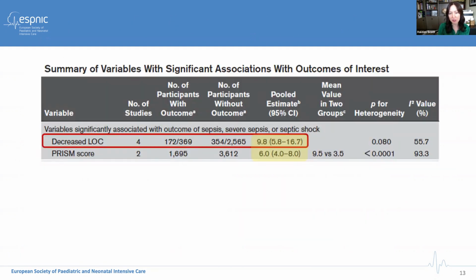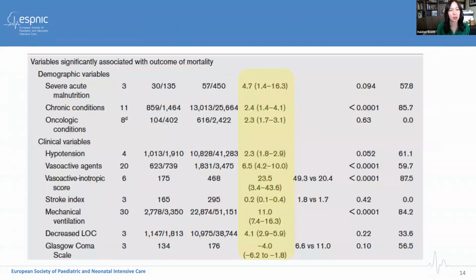Looking at the outcome of sepsis, severe sepsis, or septic shock, the clinical variable that was associated with this was decreased level of consciousness or change in mental status. I'm highlighting on this slide and the next coming slides in yellow the pooled estimate of risk of patients who had this finding. So you can see that an altered mental status was highly associated with this outcome. PRISM score, a measure of organ dysfunction, was as well.